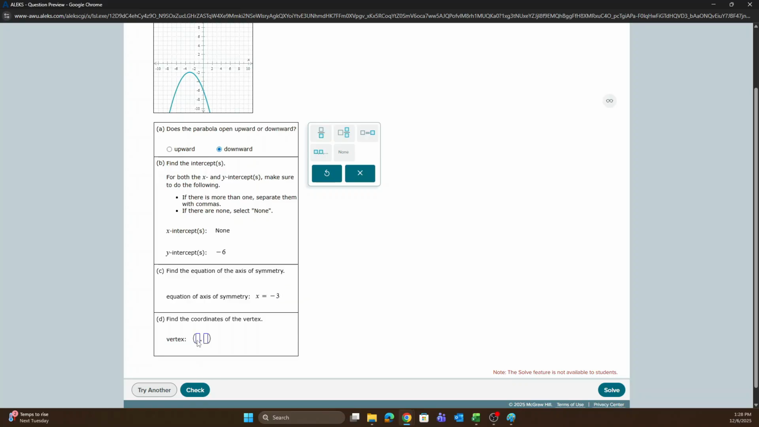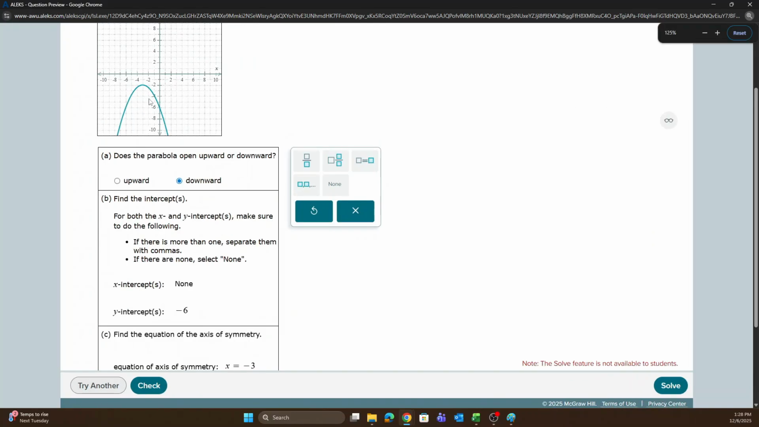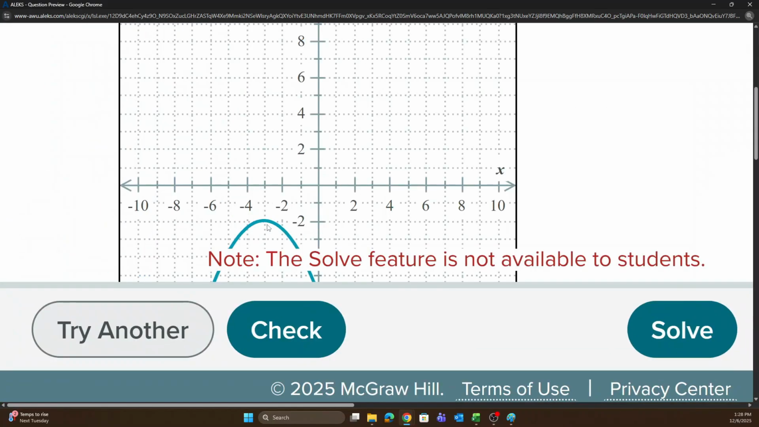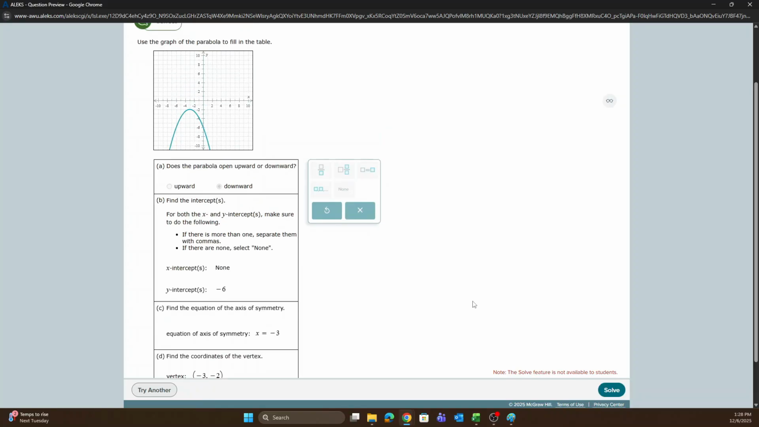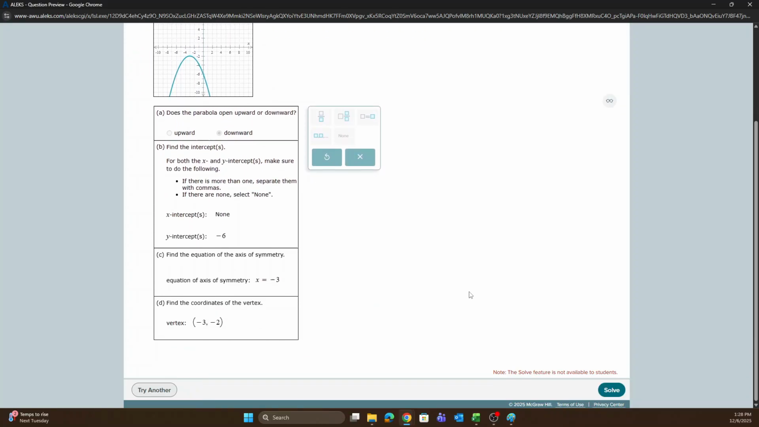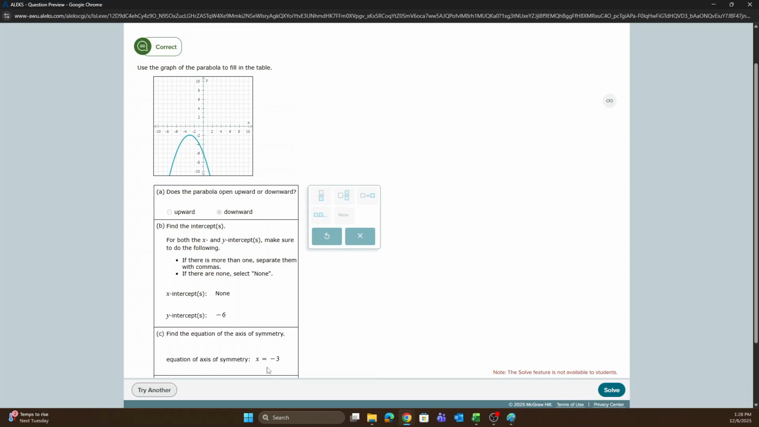And our vertex point is going to be -3, comma, and then if we look here, once again, that's at -2. So this is -3, -2. We hit check. Show you everything is good. Let's go ahead and look at one more of these, and then we're going to move on.